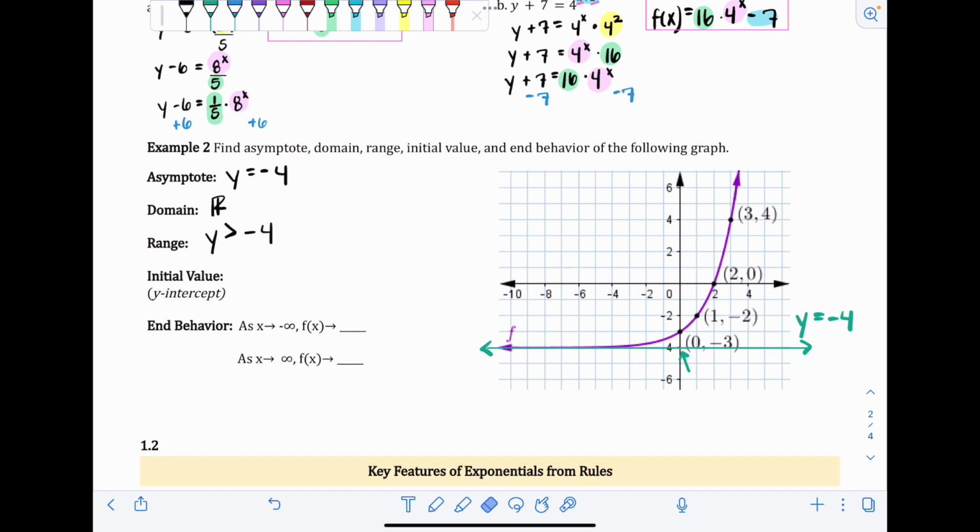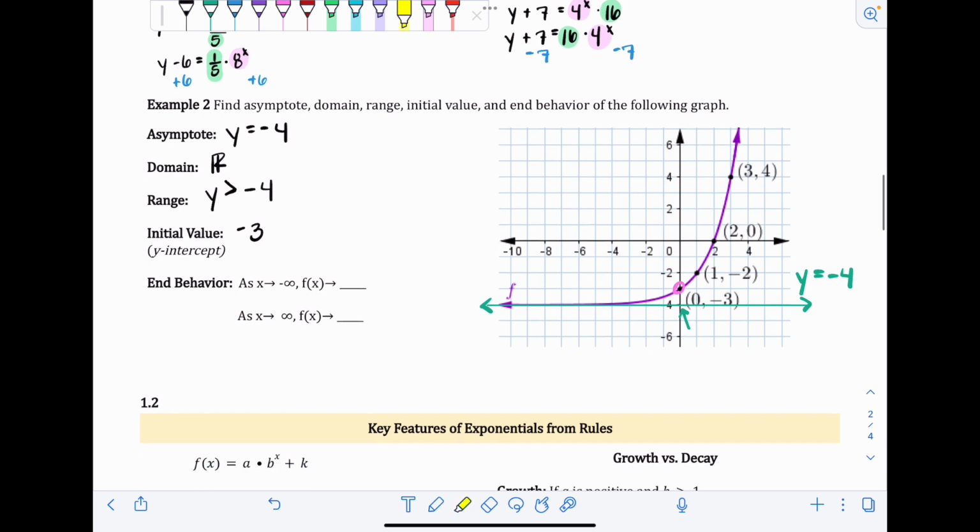The next part, initial value, that's just another word for a y-intercept. So where does it cross the y-axis? Crosses the y-axis at -3. And then for end behavior, as x approaches -infinity, that's the left side of the graph. The left side of the graph is approaching the asymptote. So that means that f of x is approaching -4 because that's what our asymptote is.